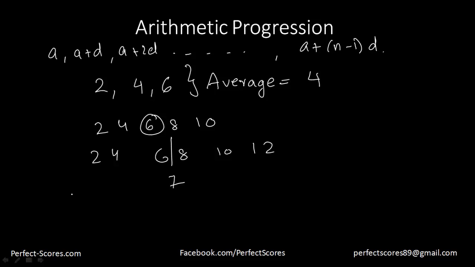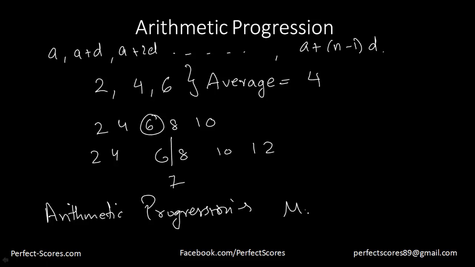Indirectly I'm trying to tell you that when the numbers are in arithmetic progression, the middle number is equal to the mean. Now why is that? Because you can clearly see that the arithmetic progression is distributed symmetrically. That means the deviation on the right hand side is equal to the deviation on the left hand side, which means the middle number will always be equal to the mean.